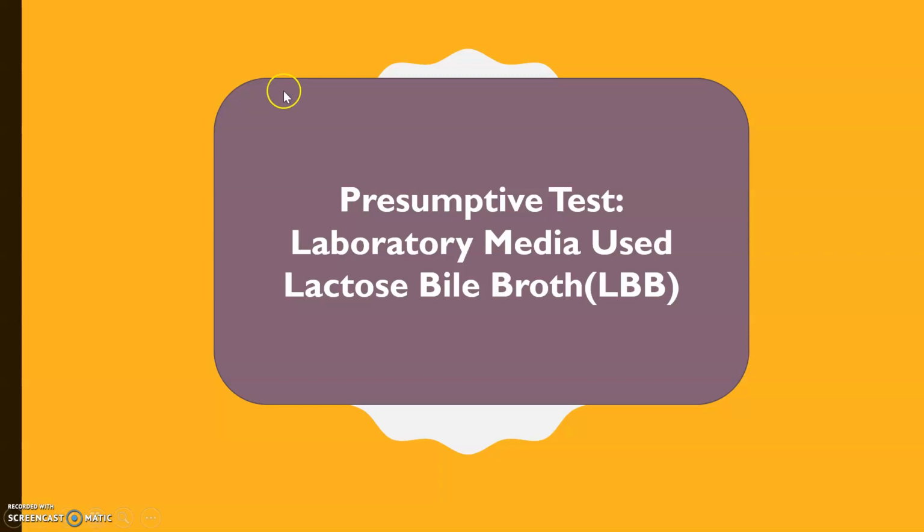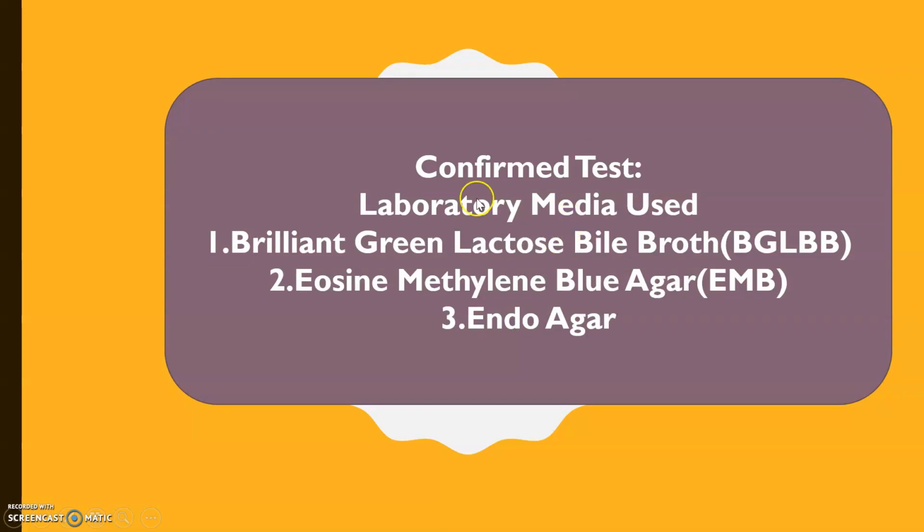The second stage is the confirmed test. In this, the media used are number 1, brilliant green lactose bile broth, also called BGLBB, number 2, eosin methylene blue agar, and number 3, endo agar. These are the three media used in this confirmed test.